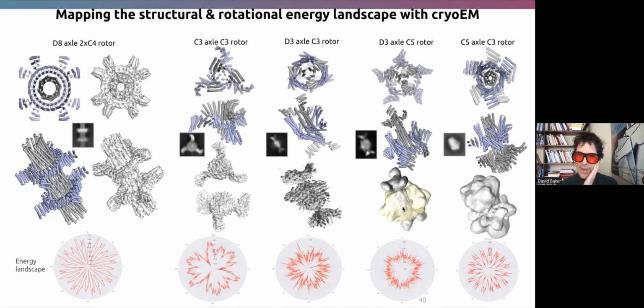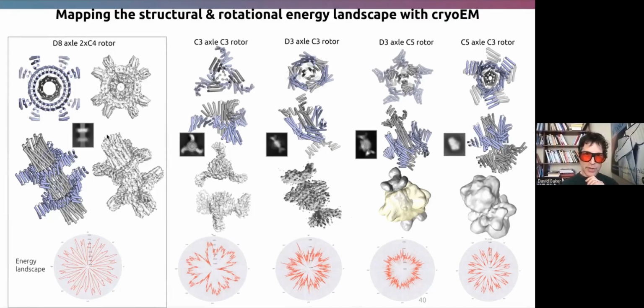In this case, we have a very diffuse electron density for the ring, so it's as if the ring is undergoing rotational diffusion, whereas in this case we get much better defined structures. And in some cases, like this one, we actually see discrete structures.